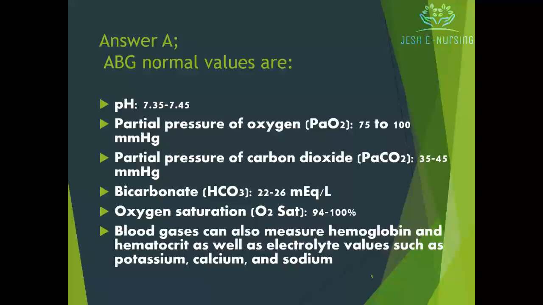From these values, we can identify blood gases. They can also measure the hemoglobin and hematocrit level, and electrolyte values such as potassium, calcium and sodium. Based on the bicarbonate values, you can identify electrolyte imbalances. Even the hematocrit value you can identify based on the percentage of oxygen in the blood. You can diagnose the conditions.